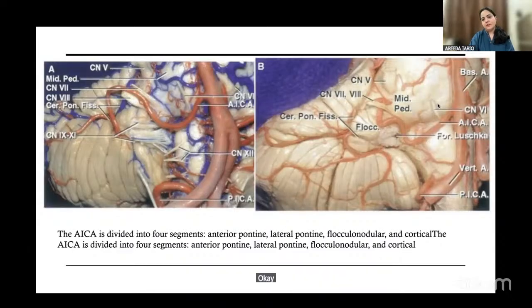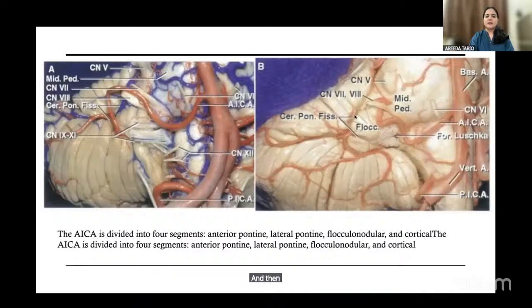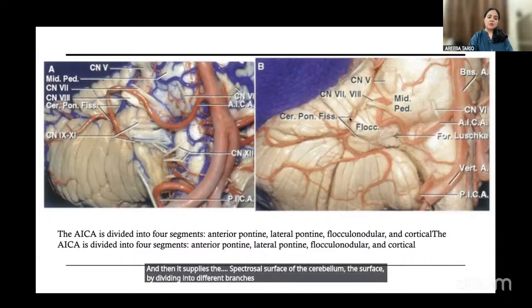As we can see, after arising, this is the pons and this is the medulla. It runs between the pons and medulla, sometimes on the surface of the pons, and then it makes a course. It moves or touches around the flocculus, and then it supplies the petrosal surface of the cerebellum, this surface, by dividing into different branches. Again, it also has 4 segments.